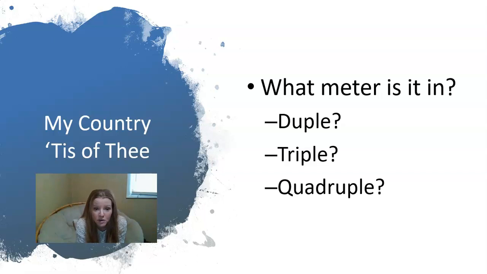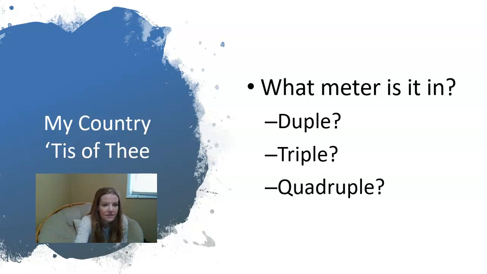Something easy might be Twinkle Twinkle. You could test them out, but just so you know, it's going to be in duple meter. Twinkle, twinkle, little star makes the most sense than having the accents or the emphasis in weird places.